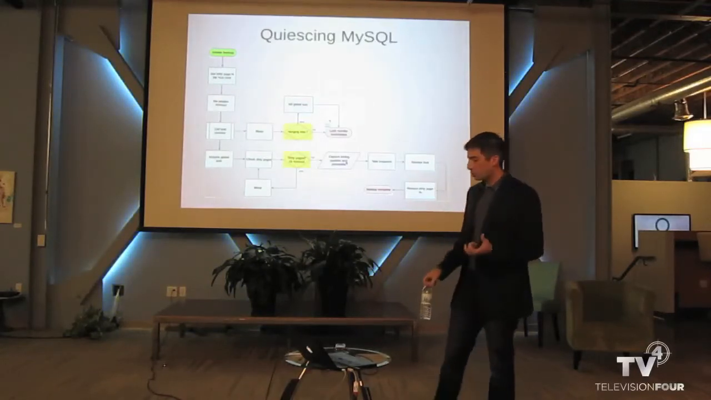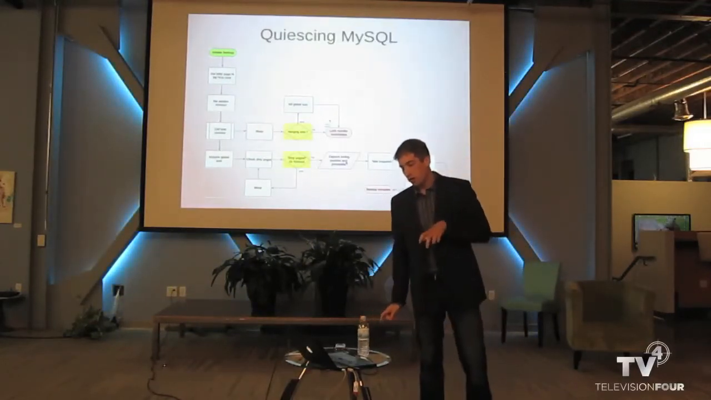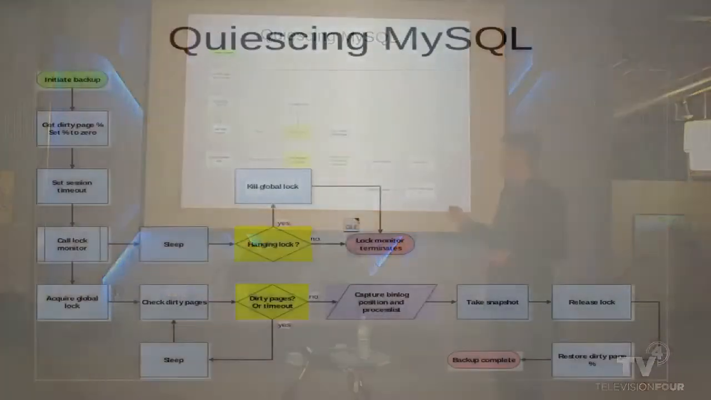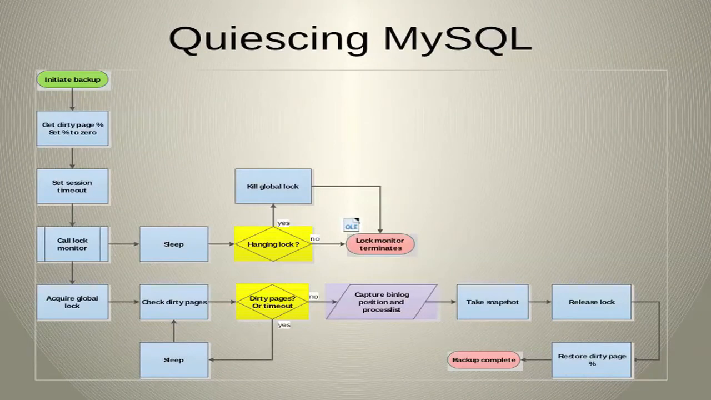We're going to set our session timeout. I'll talk a little more about it in a second. It's sort of an insurance policy. By setting the session timeout, the global lock that's about two steps down is prevented from going awry. Call lock monitor, I'm going to come back to that. Acquire global lock is basically a FLUSH TABLES WITH READ LOCK. What we're saying is that nobody can obtain any locks on the tables until I free up. There's a problem with that though.